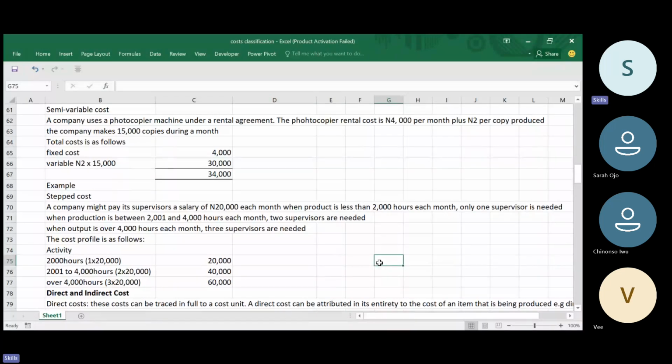Do you understand it? Do you understand these 2 examples? Semi-variable cost and the step cost?